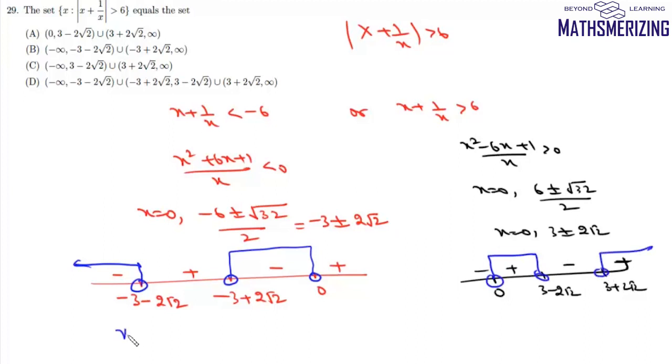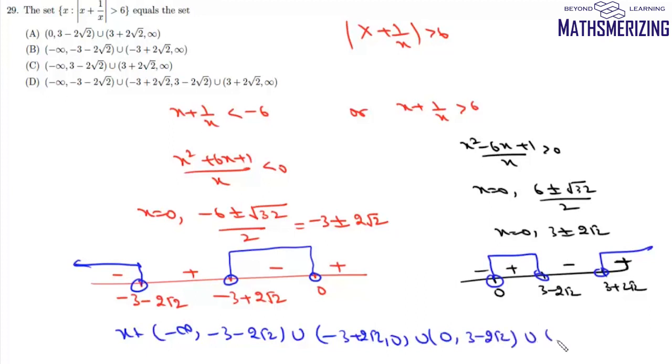So the answer to this question will be x belongs to from minus infinity to minus 3 minus 2 root 2, union minus 3 plus 2 root 2 to 0, union 0 to 3 minus 2 root 2, union 3 plus 2 root 2 up to infinity. Now there is no option like this in this question. They have given this option but then 0 is included in this option. Now we know that x cannot take the value 0. So that means none of the options matches for this question.